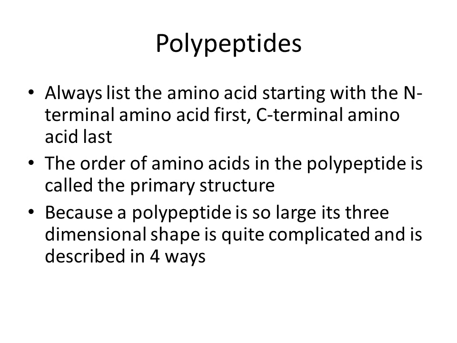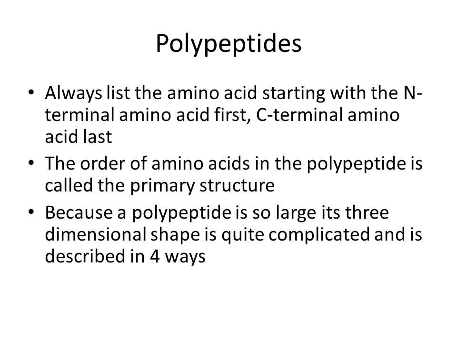You always list the amino acid with what we call the N-terminal amino acid group first, meaning that the amino group is free on that end. And we always write the C-terminal amino acid last. C-terminal means there's a carboxylic acid group free on the other end. The order of the amino acids in the polypeptide is called the primary structure.